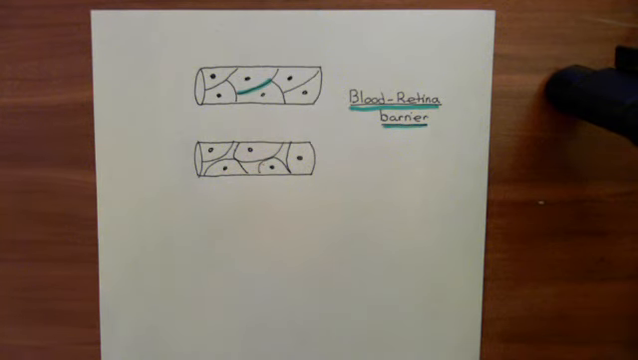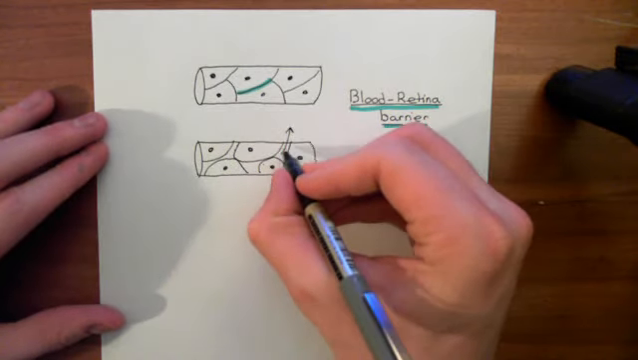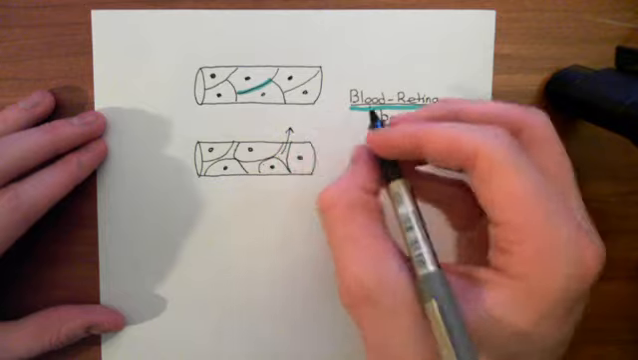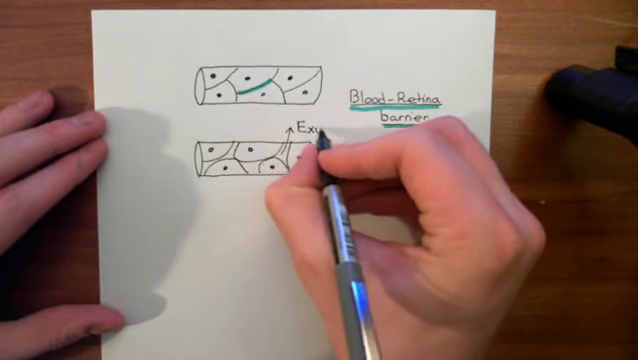Now, what's the significance of this? Well, fluid is now going to be able to come from the blood and seep out into the interstitial space, and it's going to form what's known as an exudate.